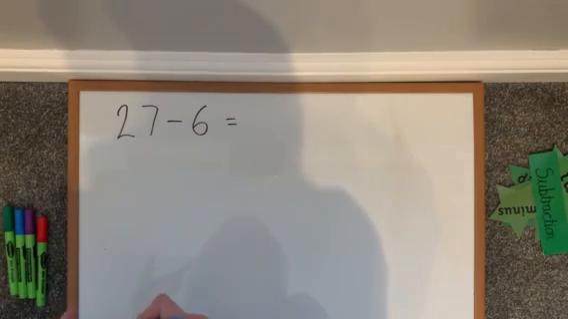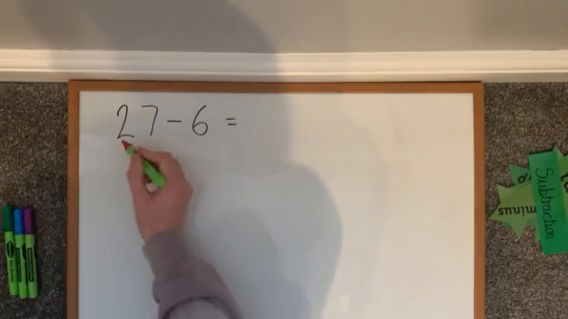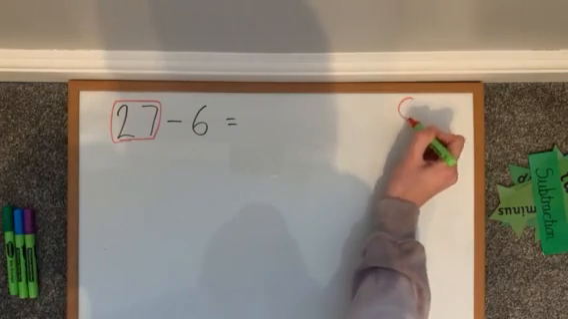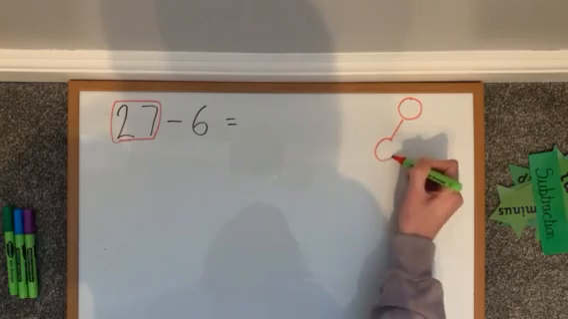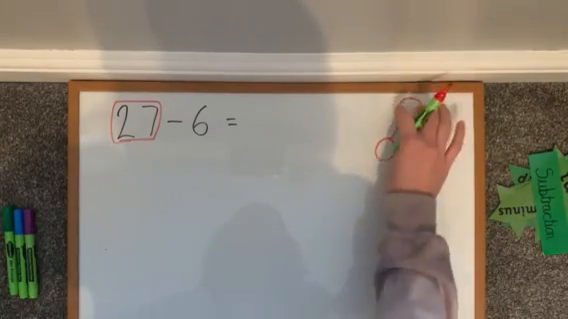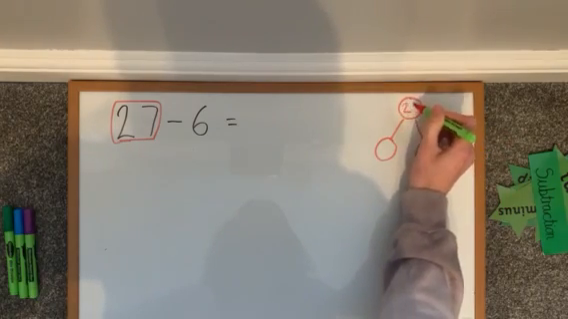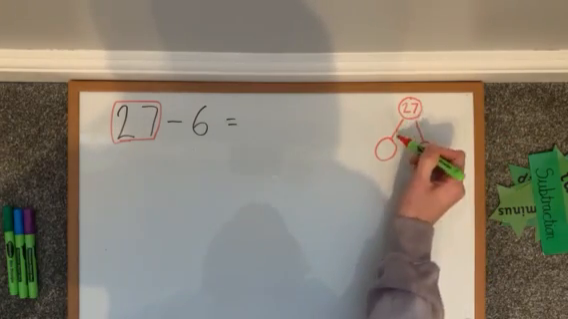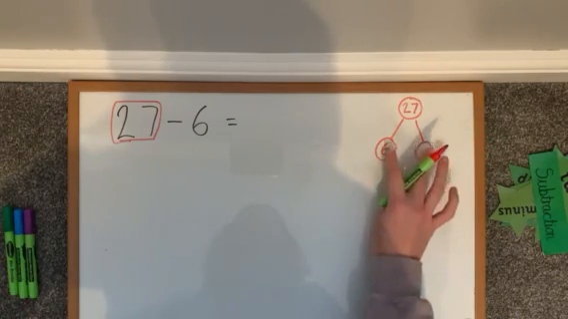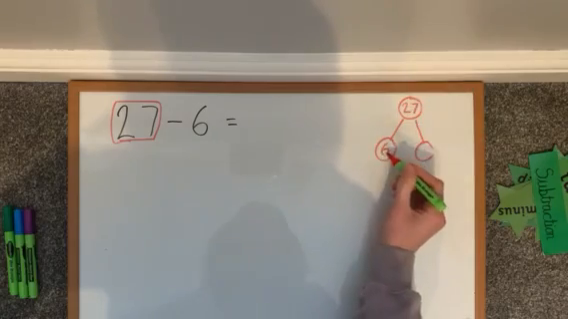So remember, when we subtract, we start with the whole amount. So if you imagined it in one of your part wholes, we've got a part, a part, and they both make the whole together. We've got 27 as our whole amount. We're taking away 6, so we're working out what this missing part is. So both these make 27.